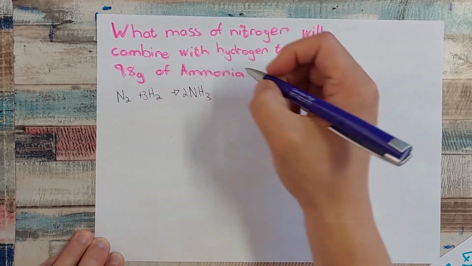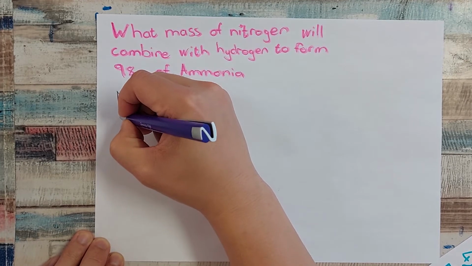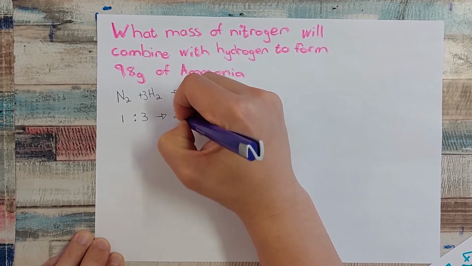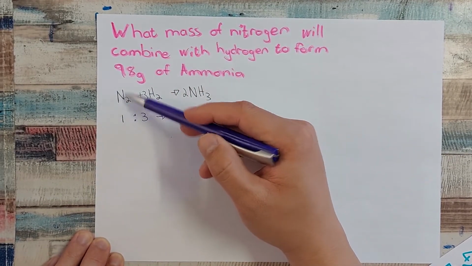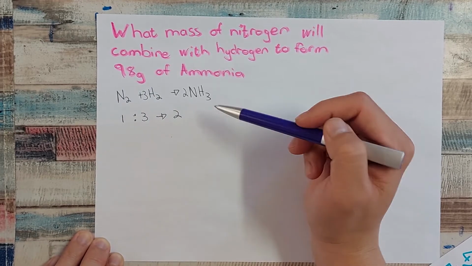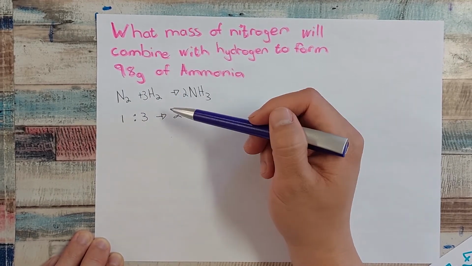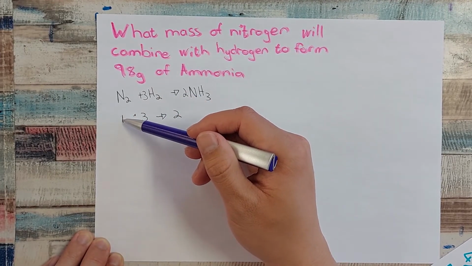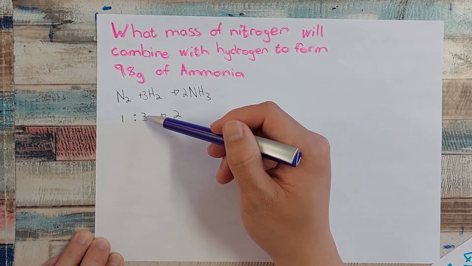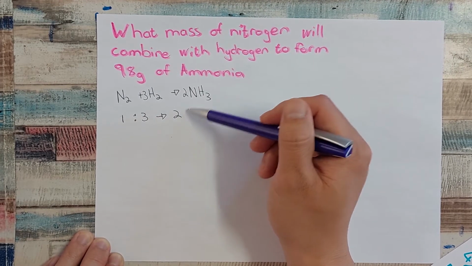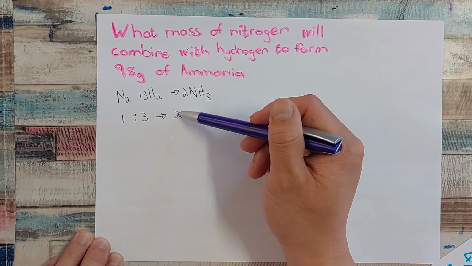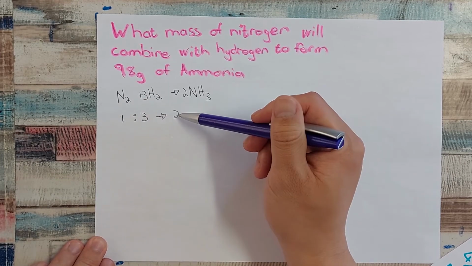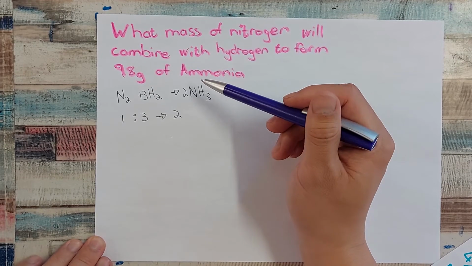From my balanced equation, I am going to create a ratio. My ratio here is 1 is to 3 creates 2, which means if I have 1 mole of N2, I will create 2 ammonia. If I have 3 moles of H2, I will create 2 ammonia. Or I need 1 nitrogen to be consumed with 3 of these to create that. If I ask you how many nitrogens will be created if I have 2 ammonia? 1 nitrogen will be created.